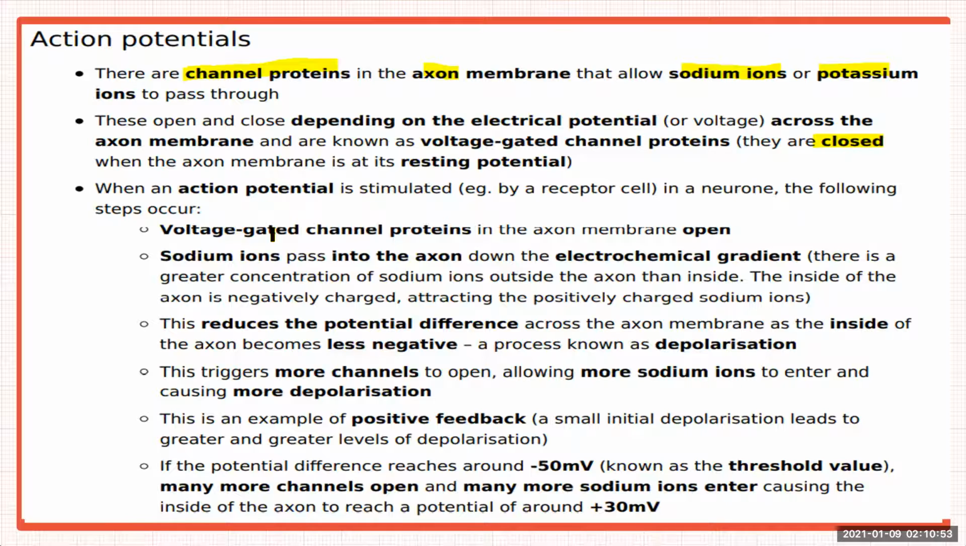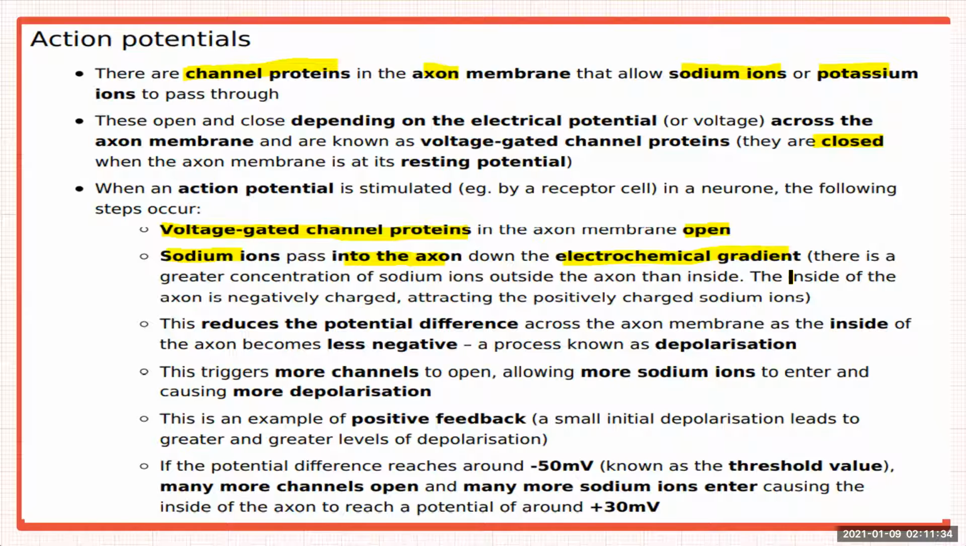When an action potential is stimulated by a receptor cell in a neuron, the following steps occur. Step by step, let's learn them. What happens first? The voltage gated channel proteins in the axon membrane open, right? So at step number one, depolarization will happen. Sodium ions will pass into the axon. It's the sodium channels that actually open first. Sodium ions pass into the axon down the electrochemical gradient because there was more sodium outside, so there was a steep concentration gradient, and since the inside of the cell was negatively charged, positive charges are attracted towards it.